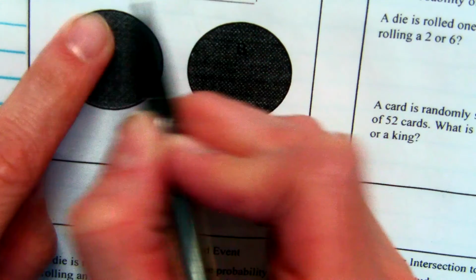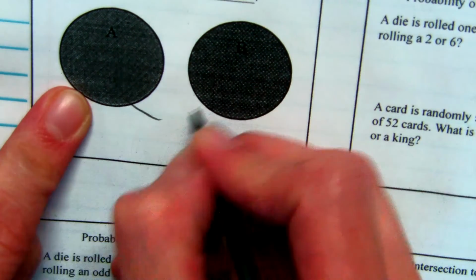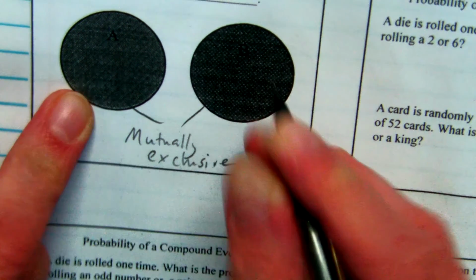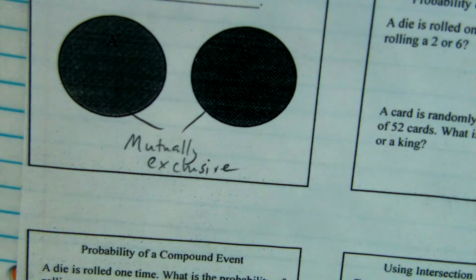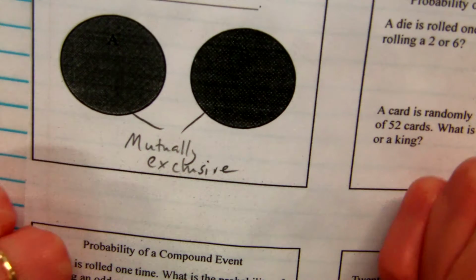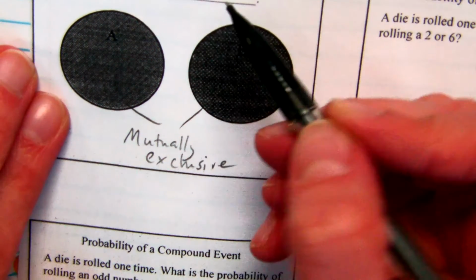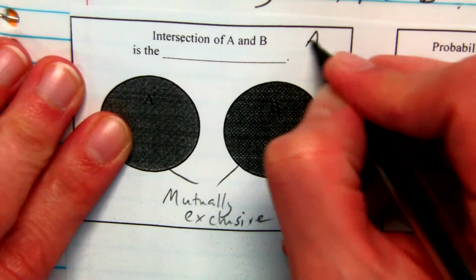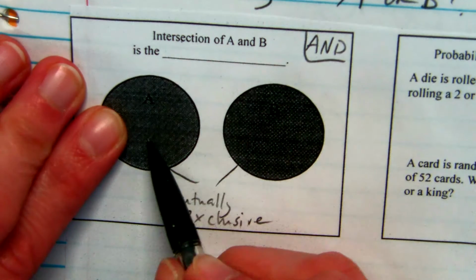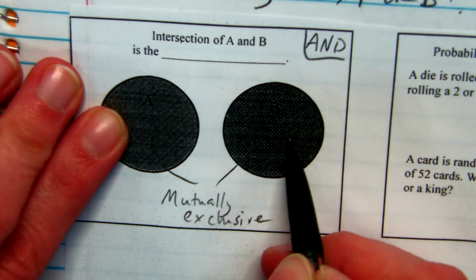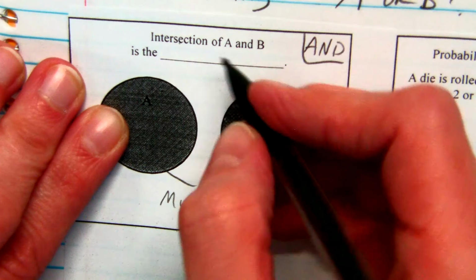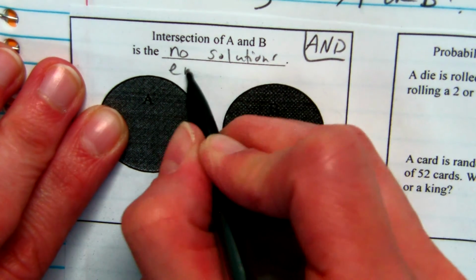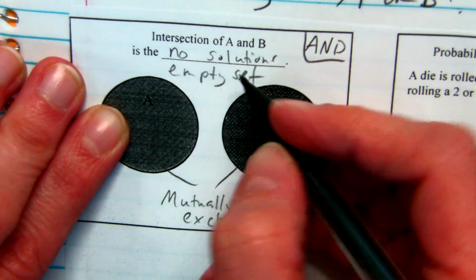Okay, so the intersection of A and B. These are what we would call mutually exclusive events. As you can see, there is no overlap. A is one thing, B is another thing. They're never going to happen at the same time. So if you are looking for the intersection of these, of things that happen in A and B, this would be an AND problem. Looking for things that happen in A and B and they're not intersecting at all, then you're going to have no solutions, which is called the empty set or null set. It has different names.